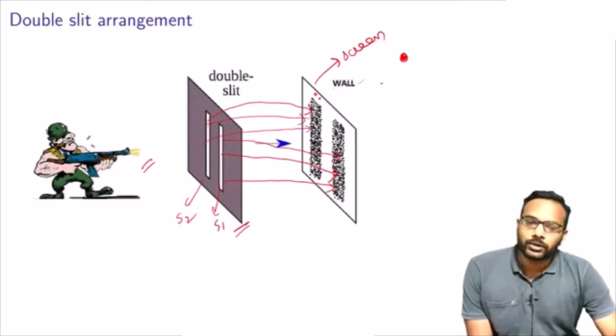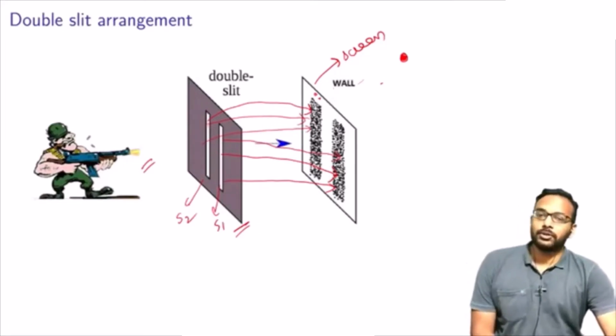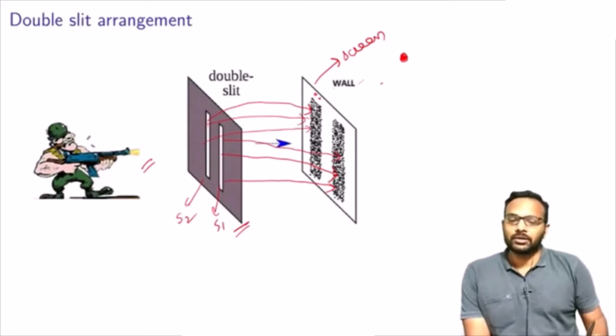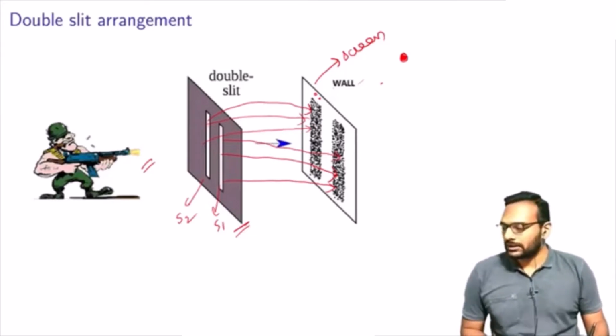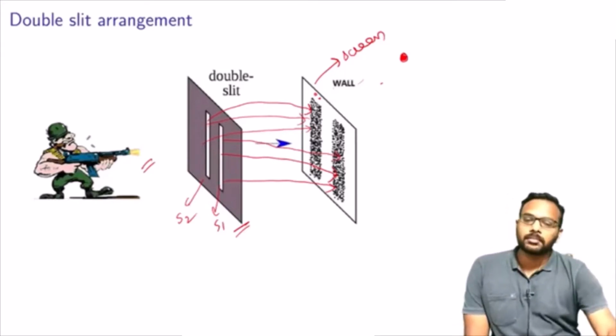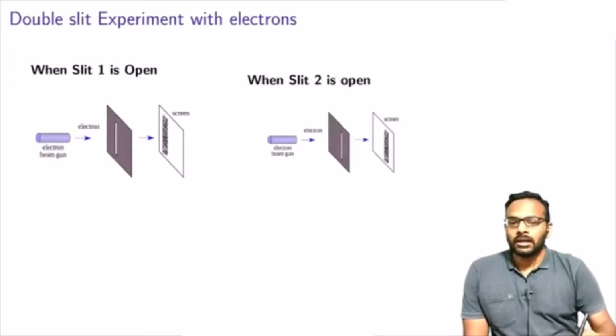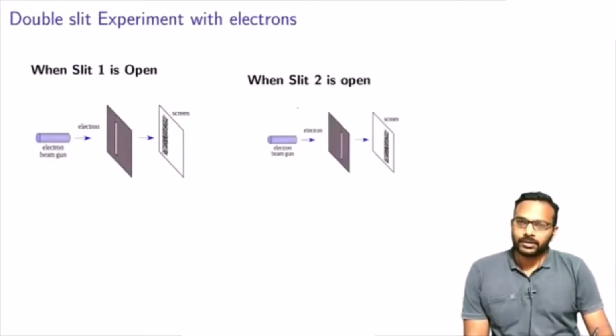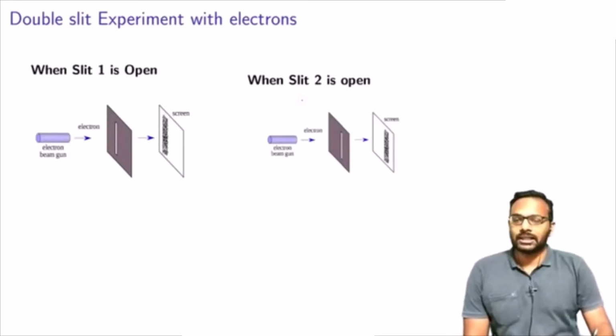But now we are going to do this double slit experiment using electrons. First I need to clarify, we don't know what electrons are. They are really microscopic, we haven't seen electrons. So we are trying to understand what electrons are based on their behavior.